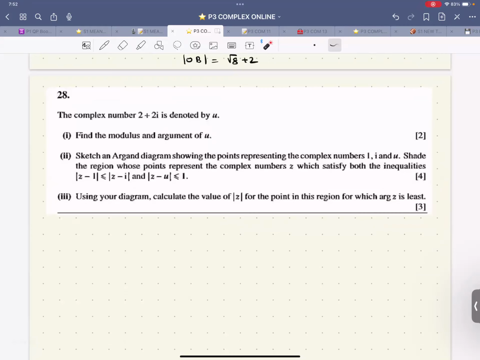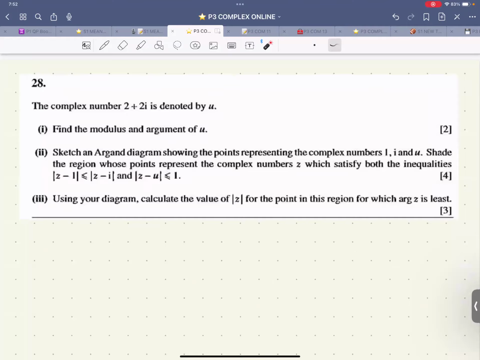Let's look at this question number 28. First, have a good look at it. Have a good look at question number 28, and then I'll proceed with question number 28. Okay. It says the complex number 2 plus 2i, let me just reduce the brightness a bit.